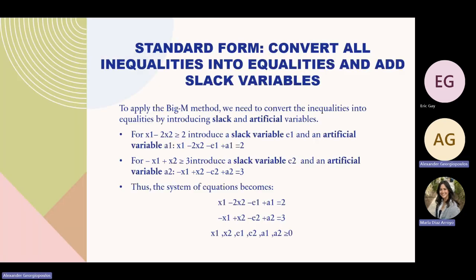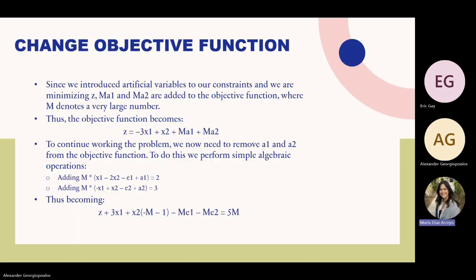So to apply the big M method, we need to convert the inequalities into equalities by introducing slack and artificial variables, so we will need to turn the inequalities into standard form. For x1 minus x2 greater than or equal to 2, we introduce a slack variable, e1, and an artificial variable a1. And for negative x1 plus x2 greater than or equal to 3, we introduce a slack variable e2 and an artificial variable a2. So the system of equations becomes x1 minus x2 minus e1 plus a1 equals 2, and negative x1 plus x2 minus e2 plus a2 equals 3. All the variables, slack variables and artificial variables, and x1 and x2 are greater than or equal to 0. Next slide.